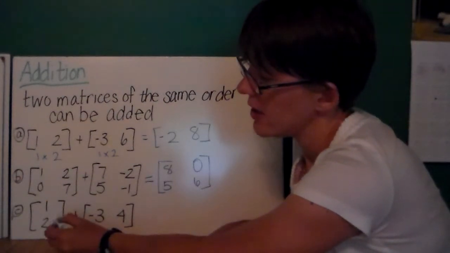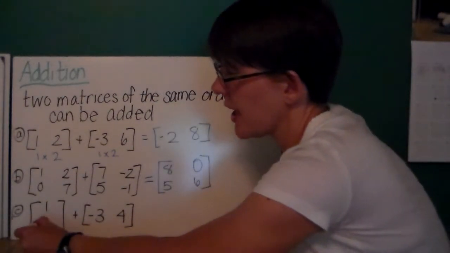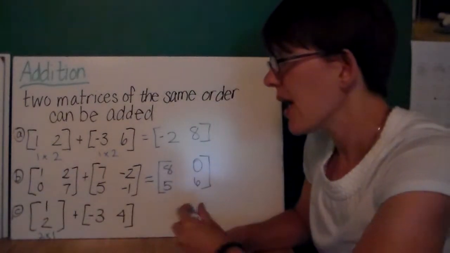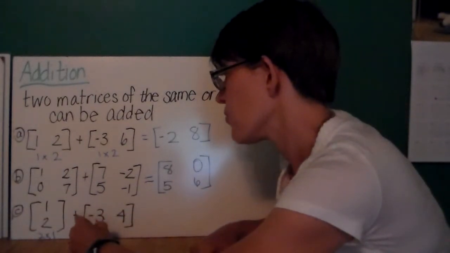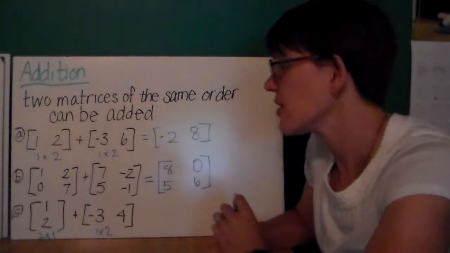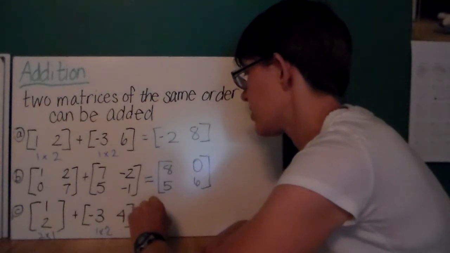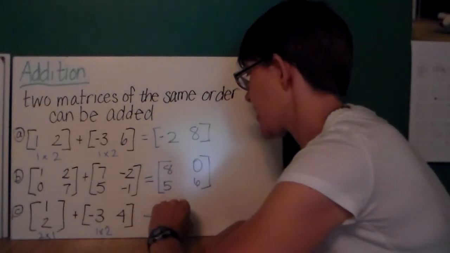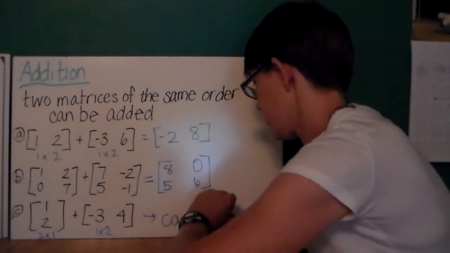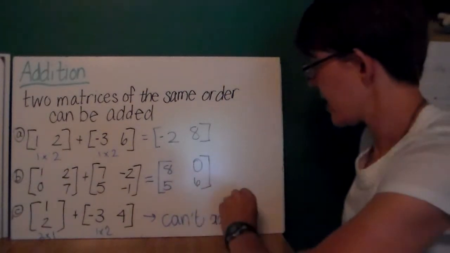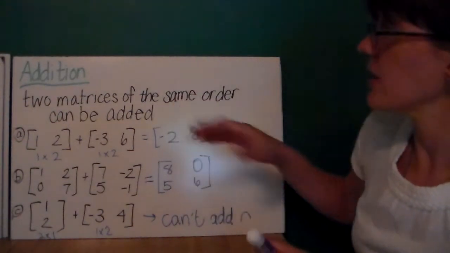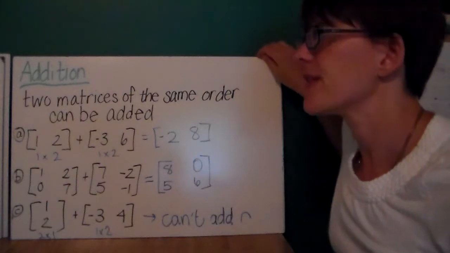Okay. In C, I have a 2 by 1 matrix and a 1 by 2 matrix. These matrices are not of the same order, so we can't add them. So too bad, no adding for you. Okay, so again, you can add if they're of the same order.